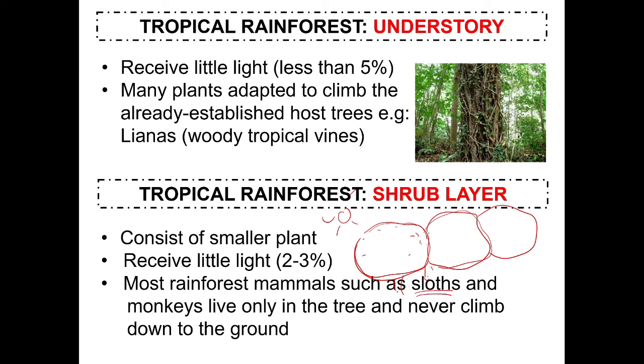Sloth ni kalau bahasa Melayu, sloth ni, one example of animals under sloth is kumkang. Sloth is a slow moving animal. Slow moving tropical mammal.